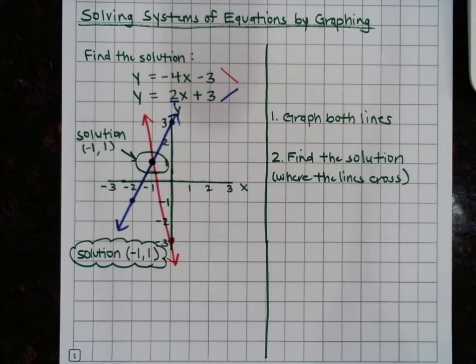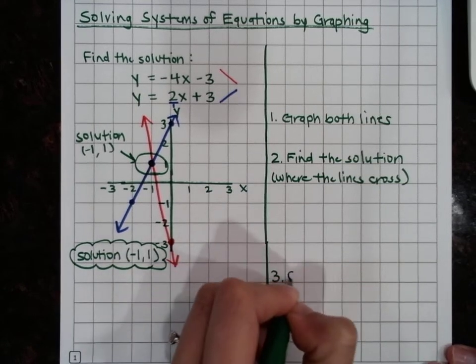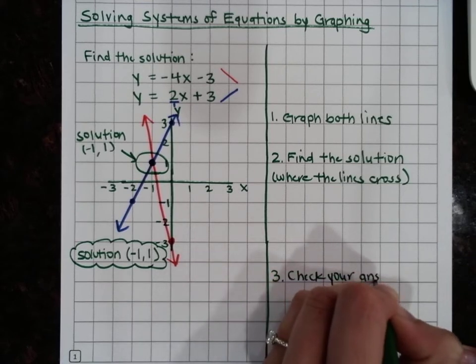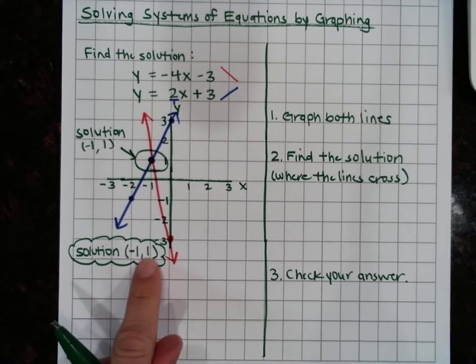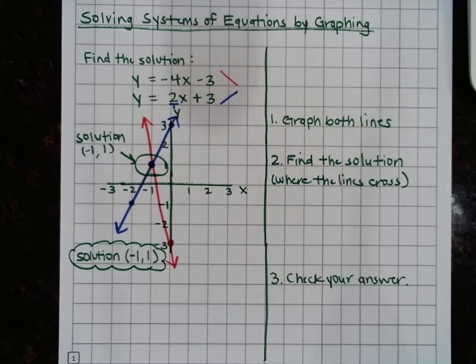So our last step is we are going to check our answer. So in checking your answer, you're going to prove that it is the solution, that -1, 1, when x is -1 and y is +1, both of these equations are true.